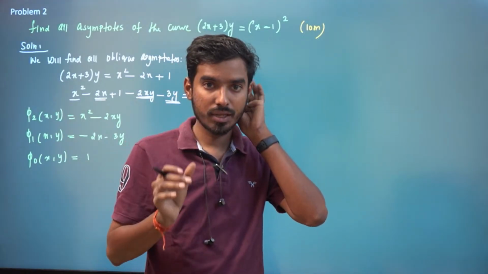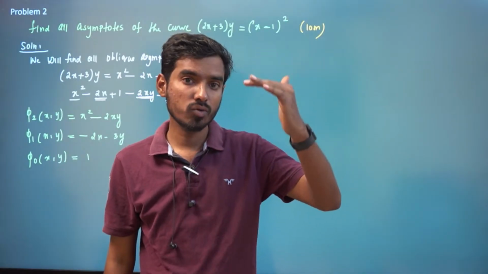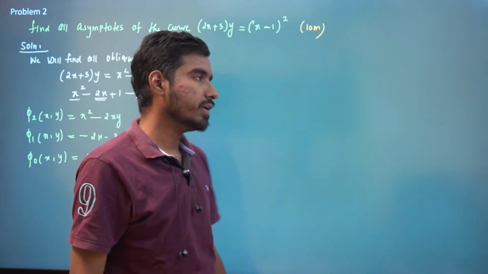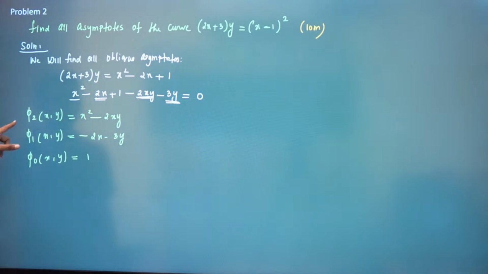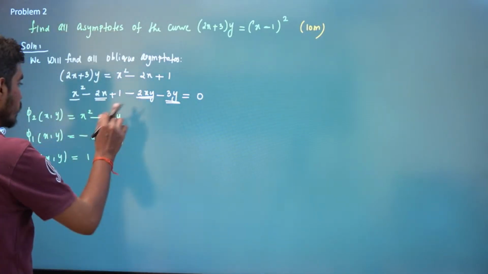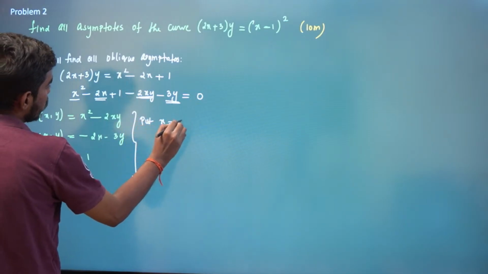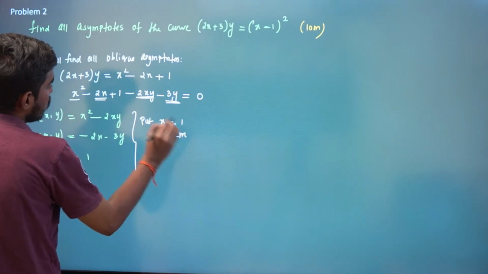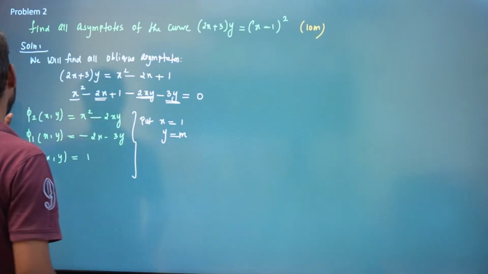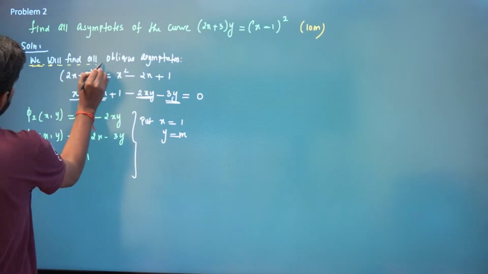So the first step in finding oblique asymptotes is you have to classify and collect the terms by degree. Suppose you have degree 3, 2, 1, you have to write in that manner. Here the highest degree is 2 only, so I'll write phi2, phi1 and phi0. Now you have to put x is equal to 1 and y is equal to m in this equation, because we're going to find all oblique asymptotes.